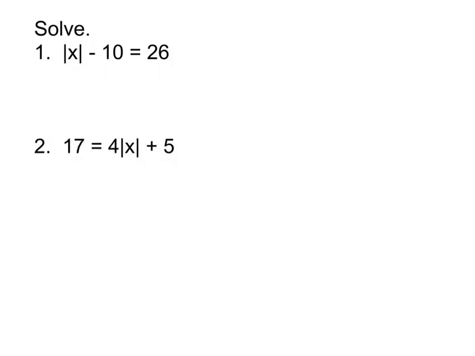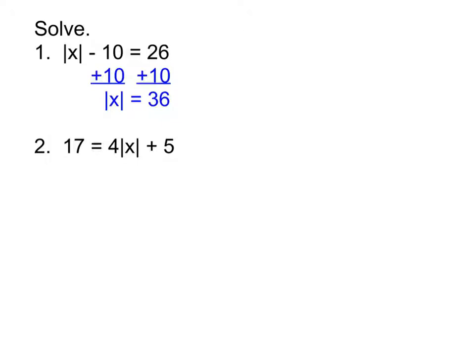So as you're working through these, hopefully you remembered that when solving an absolute value equation like this, the first thing we do is we try to get the absolute value by itself first. So like in that first one, that means I'm trying to get that by itself, which means getting rid of the minus 10. So go ahead and add 10 to both sides. When you do that, you have the absolute value of x equals 36.